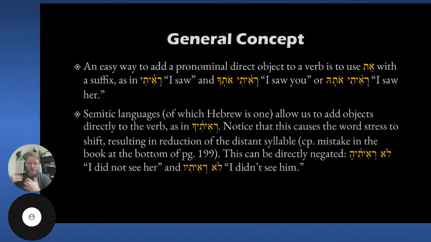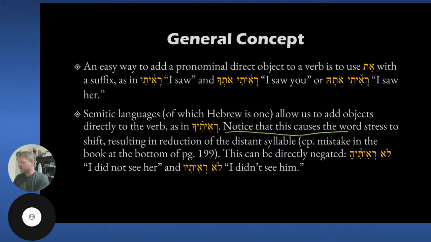Semitic languages, of which Hebrew is one, allow us to add objects directly to the verb, which is kind of funny. You can't do that in English. You can't say "I saw him" by attaching the object to the verb. But in Hebrew you can. Instead of saying ra'iti otcha, you can say re'iticha. Re'iticha means exactly the same as ra'iti otcha. They are exactly the same.